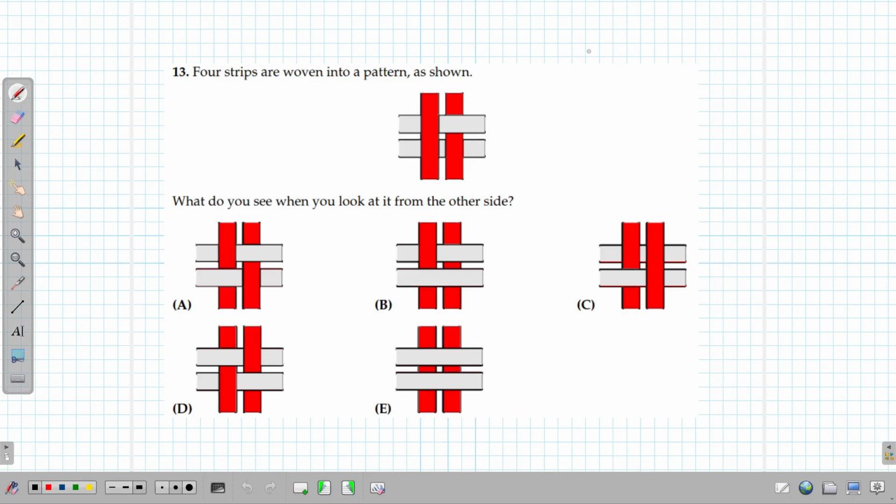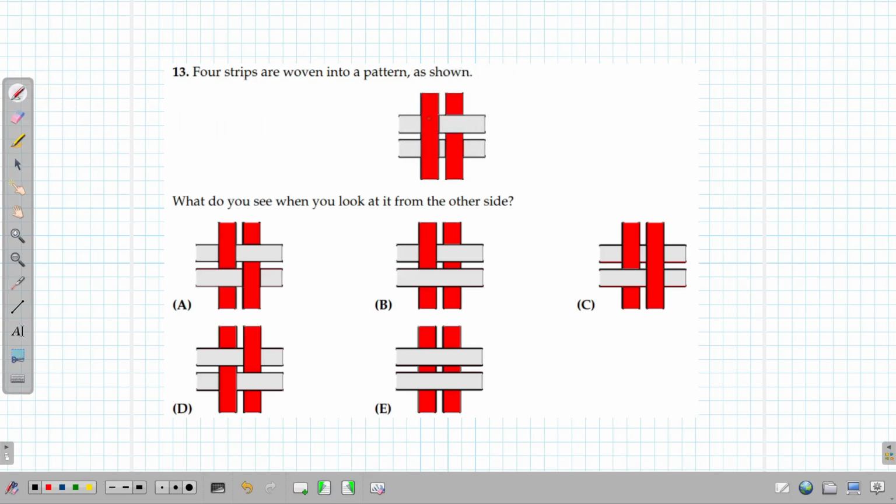So you have to keep two things in mind when solving this question. The first thing is that something on the left or on the right, like this is on the right, it will go to the left when looking from behind, and the left will go on the right. So here, this red strip is on the left, but when you look at it from behind, it will go over here, and this strip will go over here. The left thing will go on the right and the right on the left.